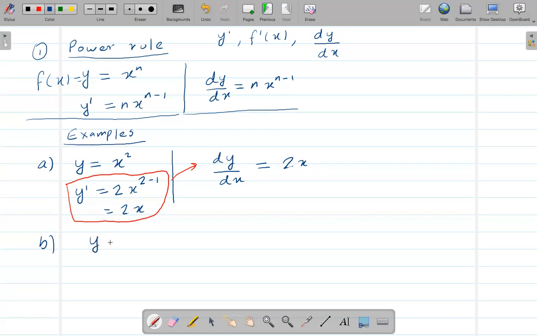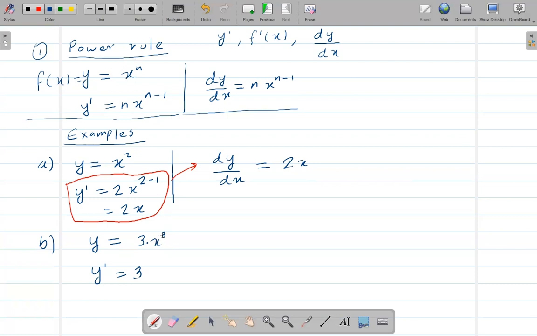Similarly, let's say y equals 3x to the power 3. Here, this 3 is multiplied with x to the power 3. Because this is just a number, we don't really have to worry about it, and it stays multiplied with this. So just write this 3, and then take the derivative of x to the power 3.